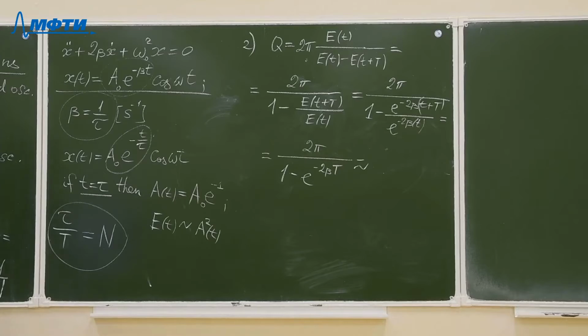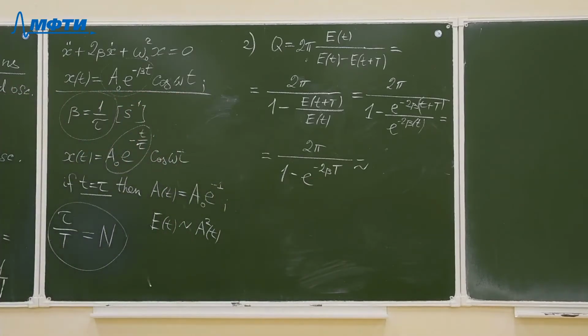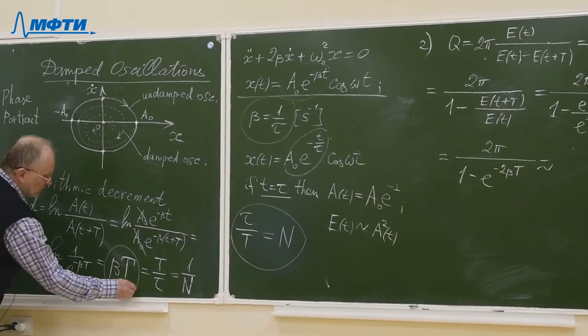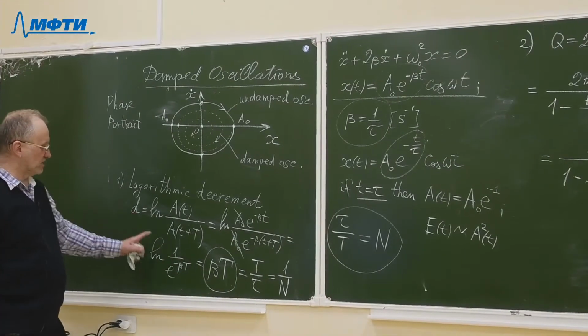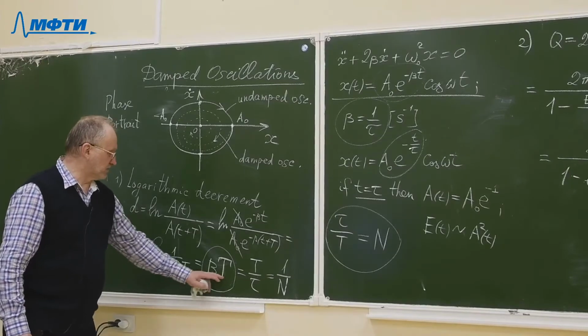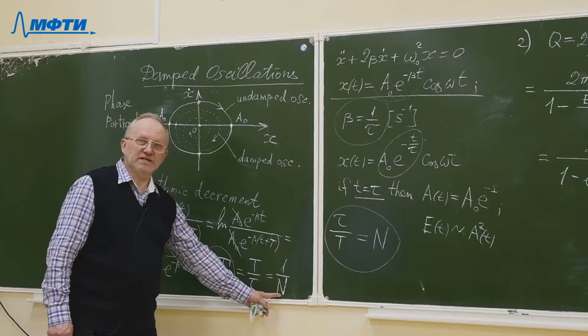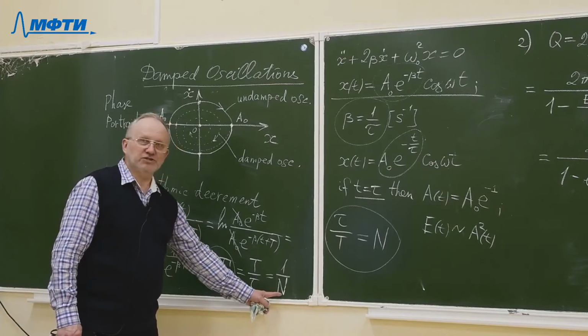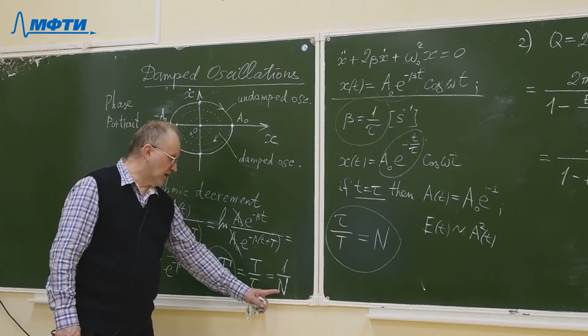What is beta capital T? We have already encountered this quantity here when we considered a logarithmic decrement, and we know that this quantity equals 1 divided by the number of oscillations during which the amplitude decreases by a factor of e.